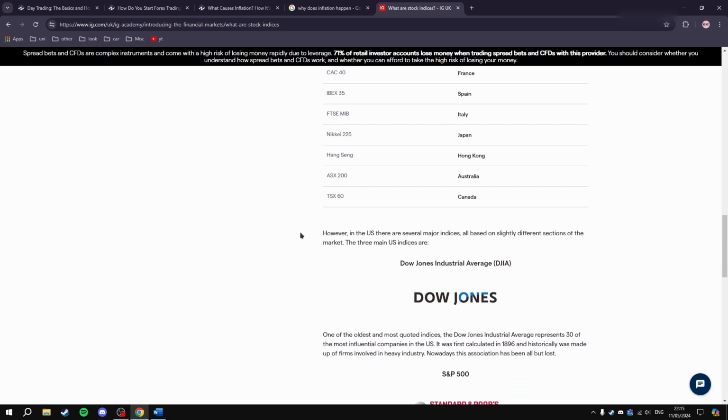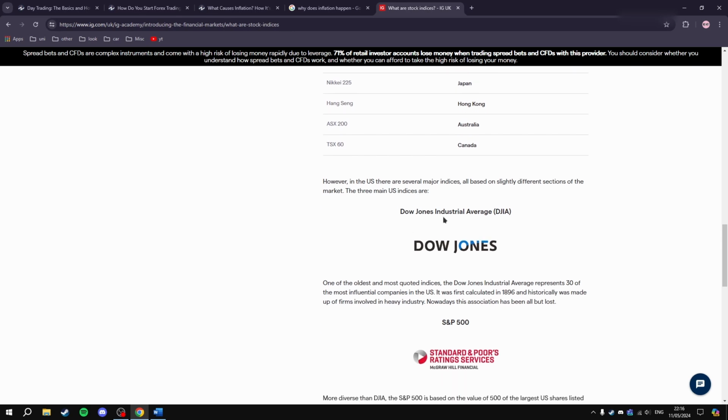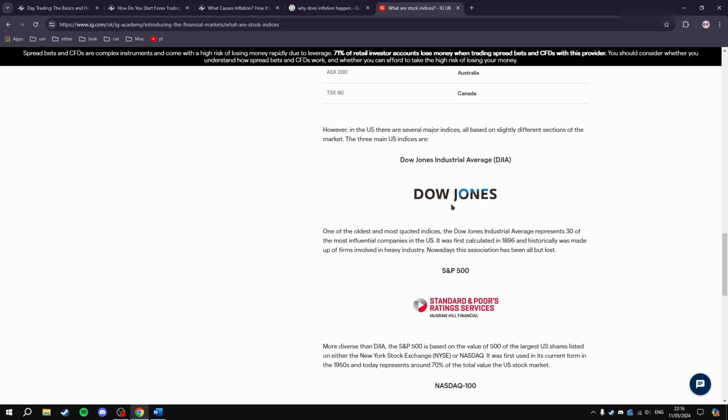However, in the US there are several major indices, all based on slightly different sections of the market. The three main US indices are Dow Jones Industrial Average, DJIA, Dow Jones. One of the oldest and most quoted indices, the Dow Jones Industrial Average represents 30 of the most influential companies in the US. It was first calculated in 1896 and historically was made up of firms involved in heavy industry.